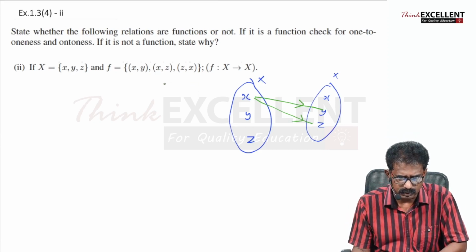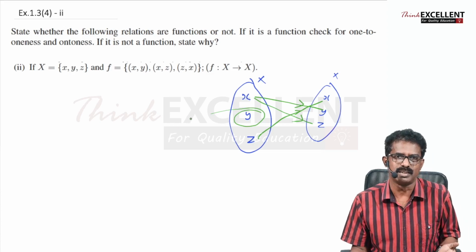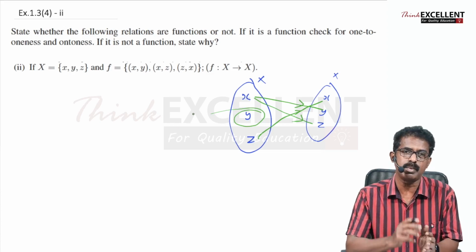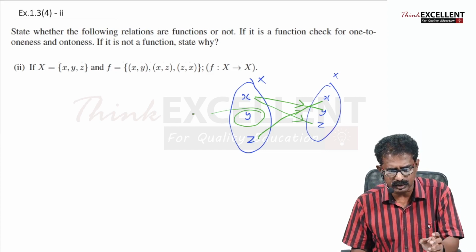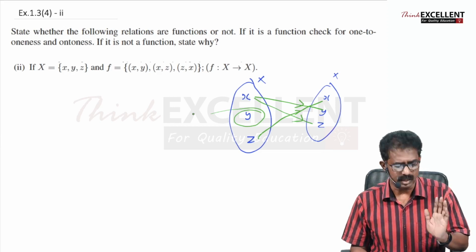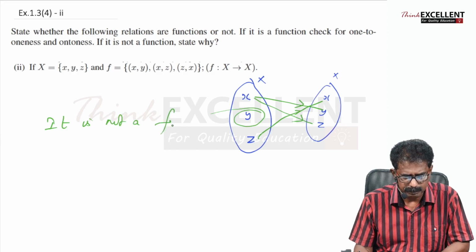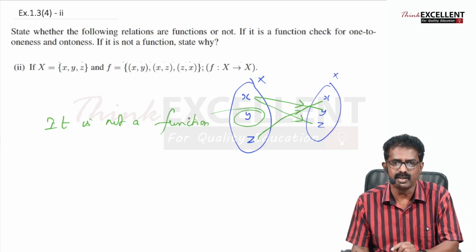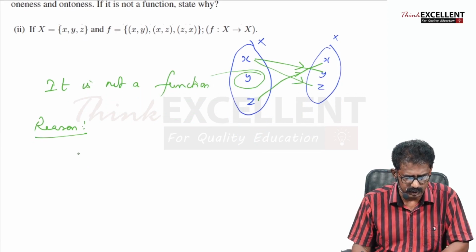And what's the next one? They gave x, z, and the last one is z, x. And one more reason, the element y has no image, right? In a domain, every element must have an image. Here y has no image, so it is not a function. And every element must have only one image. Here x has two images, so it is not a function. There are two reasons. You can give any one reason for the exam. Okay, it is not a function. Don't stop here. If it is not a function, state why, right? Reason you should give. Even one reason is enough, but you write both now.